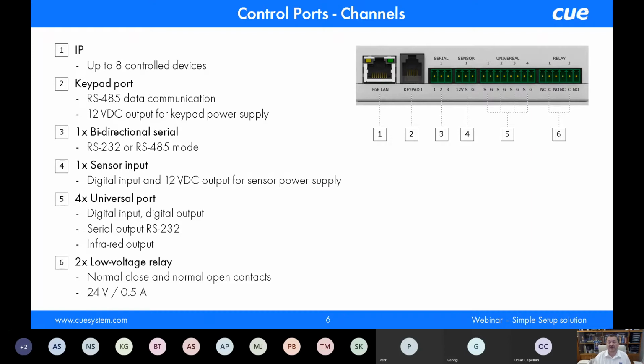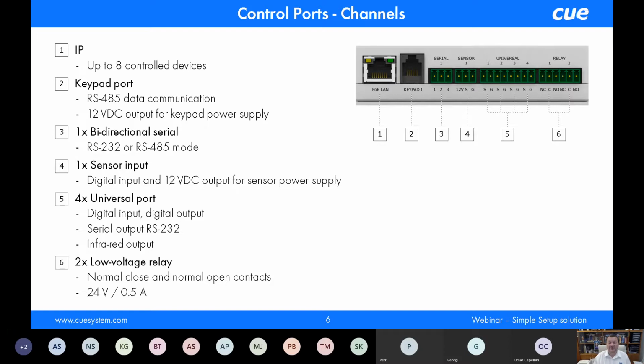There is one more port called sensor. This sensor input port is typically dedicated to digital input, and can also provide 12 volts DC output for powering the sensor. We originally designed this port for room occupancy sensors, so an occupancy sensor can be connected to this controller directly.